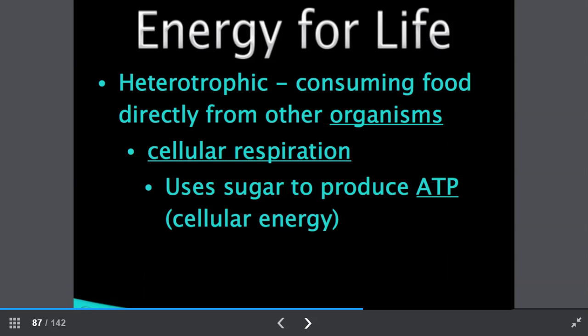Heterotrophic, this is consuming food directly from other organisms. It involves cellular respiration. It uses sugar to produce ATP. ATP is an acronym or a shortened version of the words adenosine triphosphate. This is important in cellular energy.